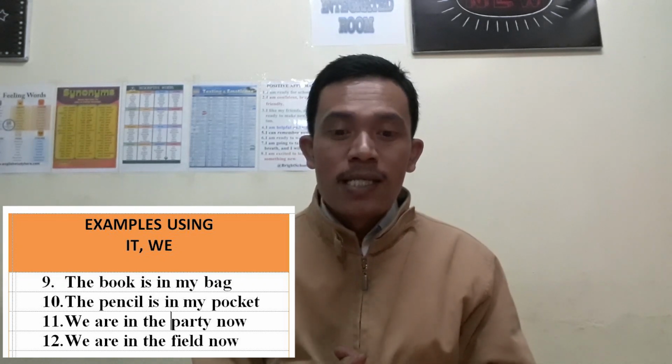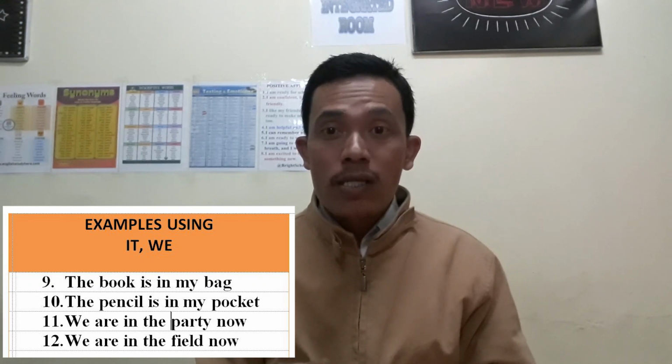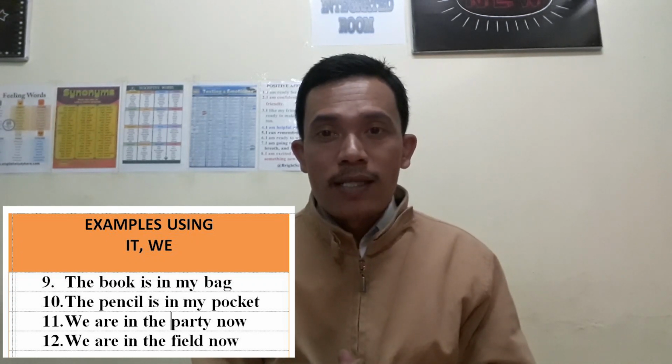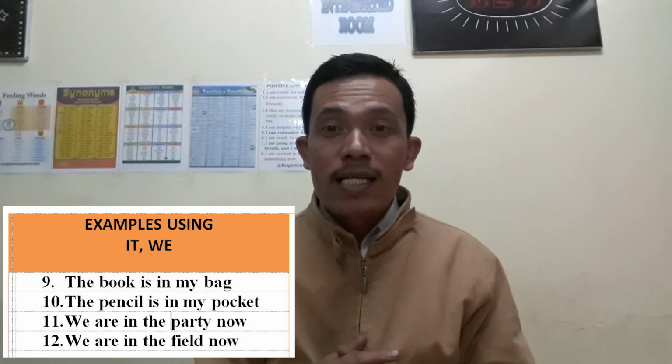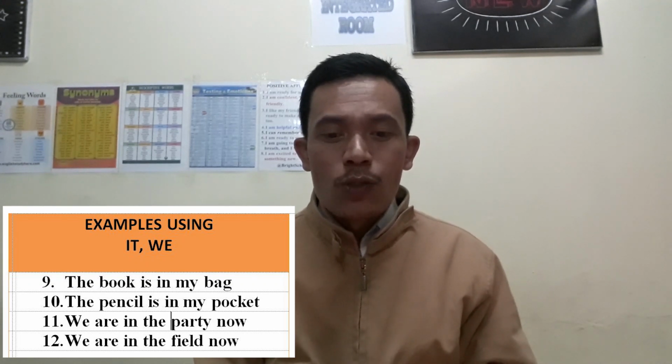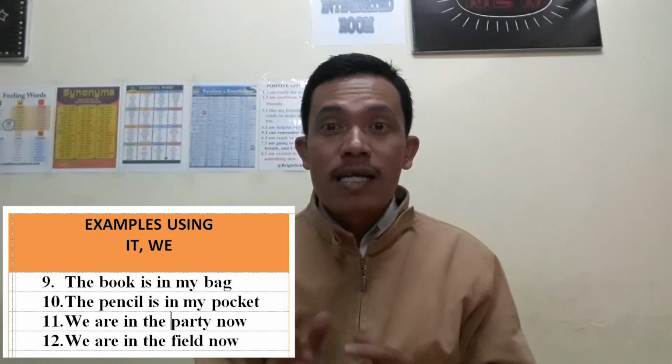And now, let's listen to some sentences by using it and we. For examples, the book is in my bag. Buku itu berada di tas. Buku itu berada di tasku. And the second is, the pencil is in my pocket. Pencil itu berada di kantongku. And then, we are in party now. Kami berada di pesta sekarang. Next, we are in the field now. Kami berada di lapangan sekarang.